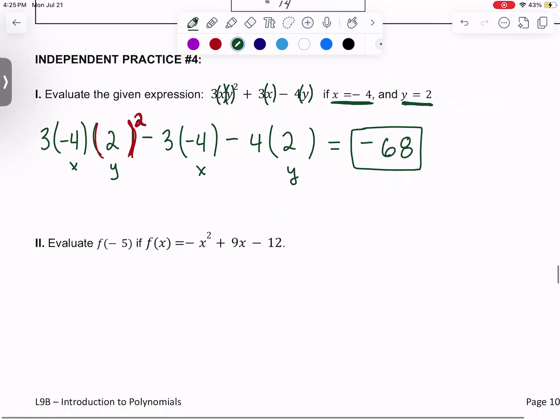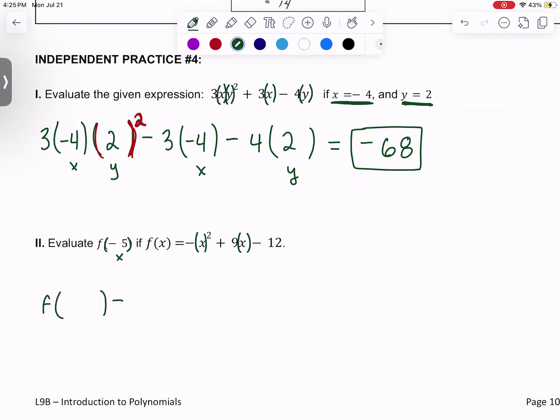Number 2, evaluate f of -5 if f of x is equal to -x squared plus 9x minus 12. So here, x is equal to -5. We want to draw parentheses just around x so that the negative and the 5 are both being represented in the equation. If you don't use parentheses, your calculator will do it incorrectly.